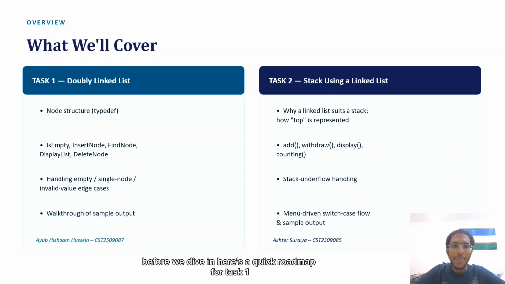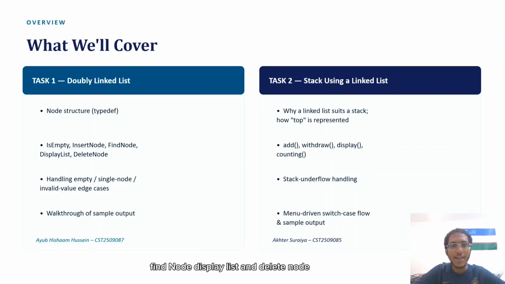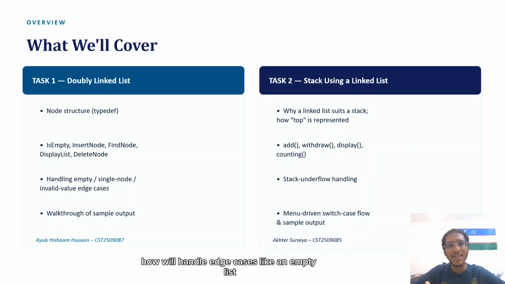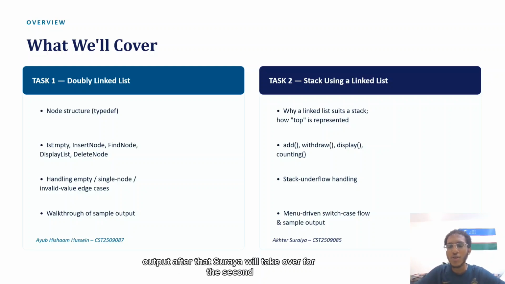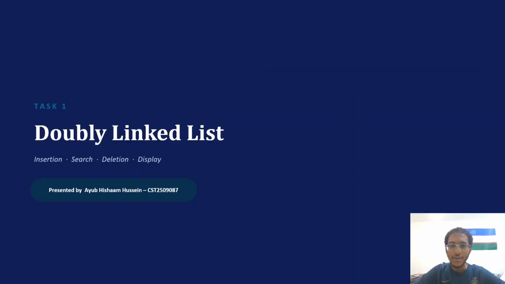Before we dive in, here's a quick roadmap. For task 1, I'll walk you through the node structure we used, then the 5 core functions: is empty, insert node, find node, display list, and delete node. How we'll handle edge cases like an empty list or invalid values, and finish with a walkthrough of our sample output. After that, Suraya will take over for the second question. Okay, let's start with task 1, the doubly linked list.